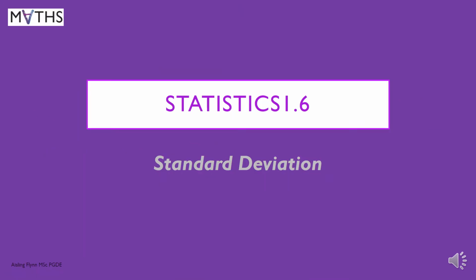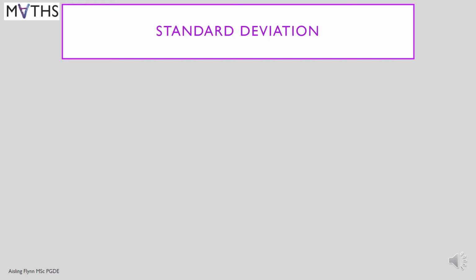This is Statistics 1.6, Standard Deviation. Another way to describe the spread of data values is to look at the standard deviation, sigma. So sigma is the letter used. The word deviation means how far away from center the values are.